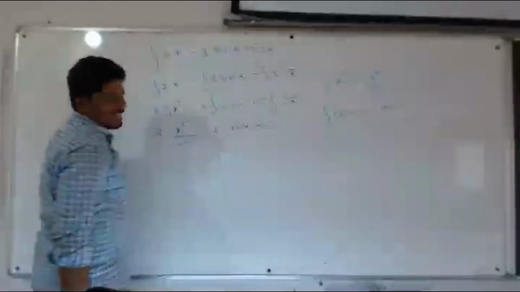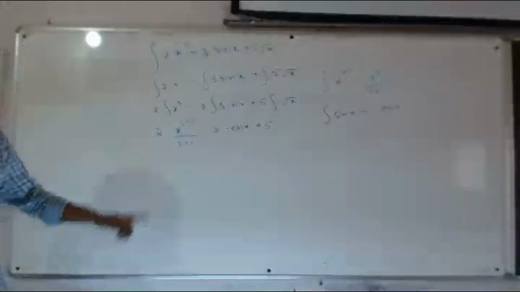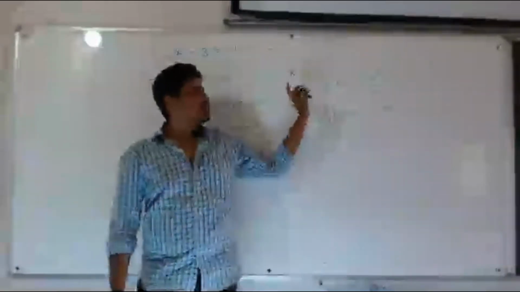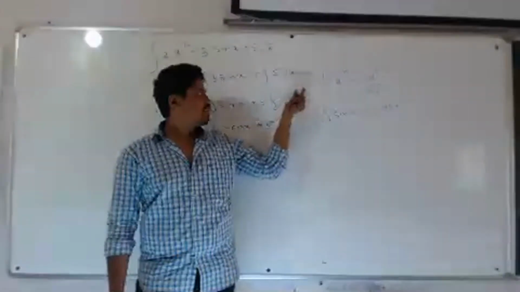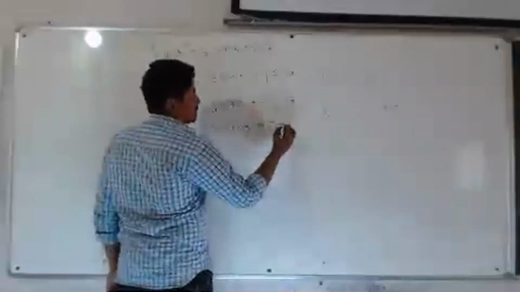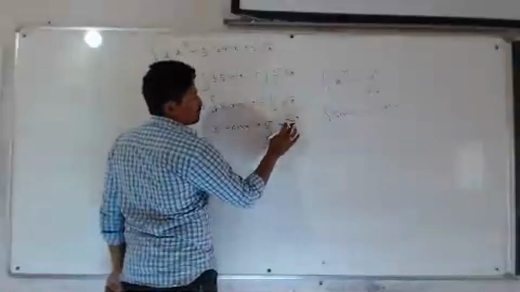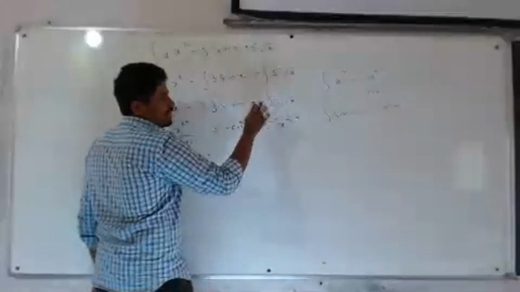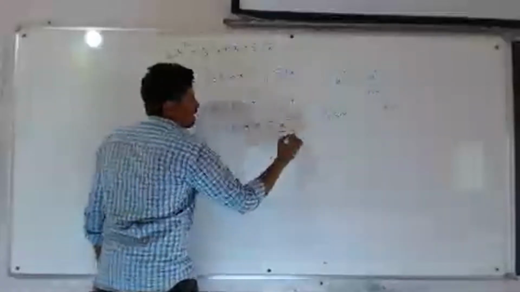Root x you can write as x power 1 by 2. X power 1 by 2 will be of the form x power n. You can write this as n equals 1 by 2. By applying this formula, it will become x power. Don't get confused about where we got this 1 by 2. Root x means x power 1 by 2. So it is x power 1 by 2 plus 1 by 1 by 2 plus 1.